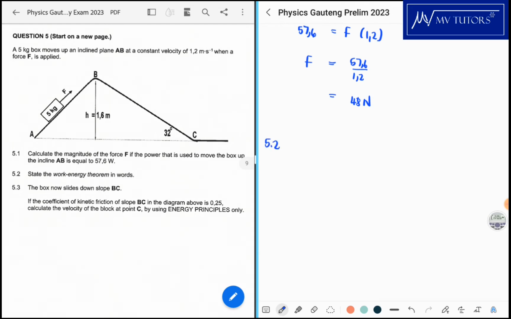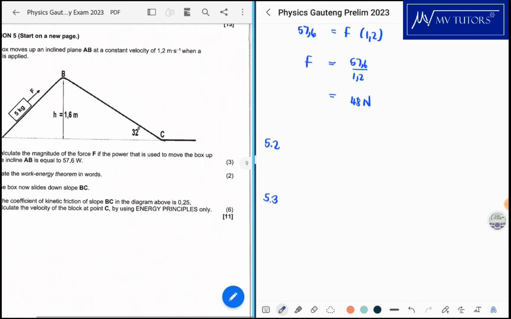And now 5,2. State the work energy theorem in words. I'm surprised they actually asked the theory question later rather than at the beginning. Okay, so what is the work energy theorem in words? Well, basically the net work done on an object by a net force is equal to the change in the object's kinetic energy. All right, so that's basically that. 5.3, the box now slides down slope BC.